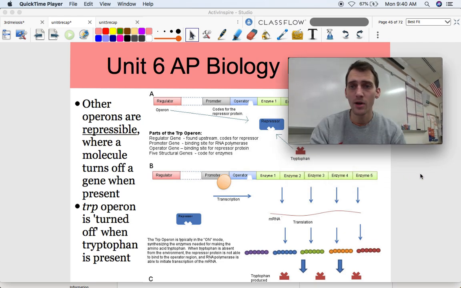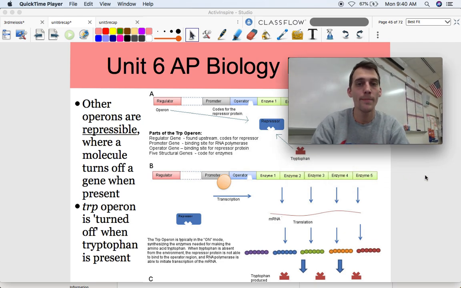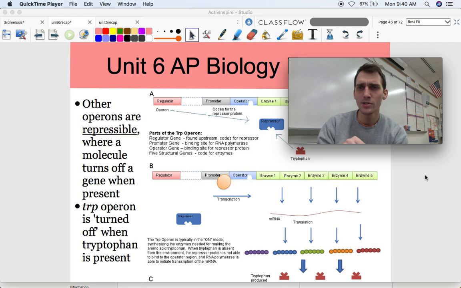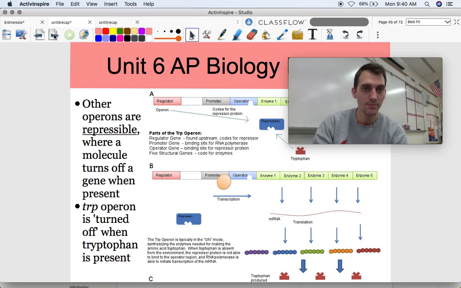Another one, you don't have to know specifics about it. Other operons, like the trp operon, are what are called repressible, which is kind of the opposite. When tryptophan, which is an amino acid by the way, is present, that means the gene is turned off, right? So lactose is inducible because when lactose is there, the gene is turned on. But tryptophan, when it's present, turns the gene off. So that's what's called repressible. As I said, the trp operon is turned off when tryptophan is present.